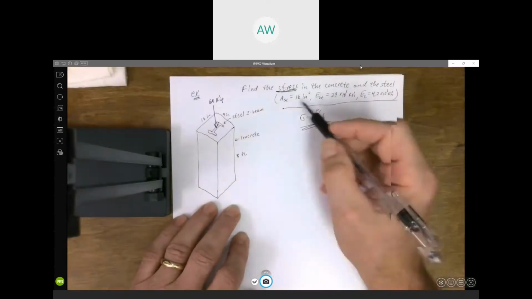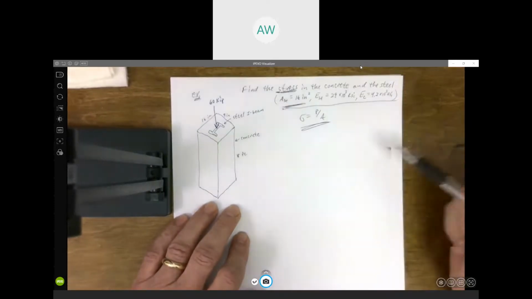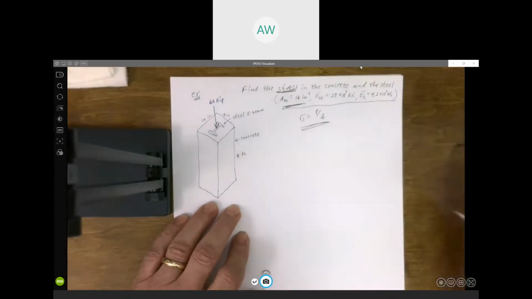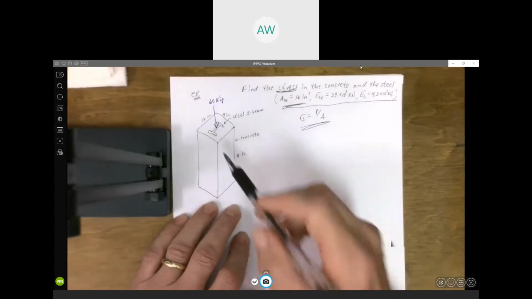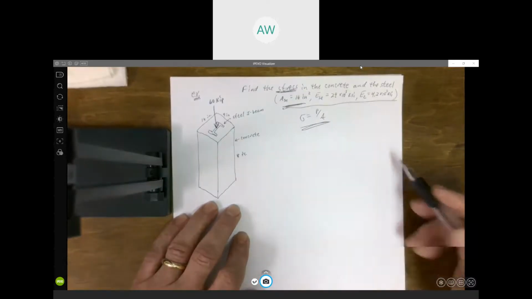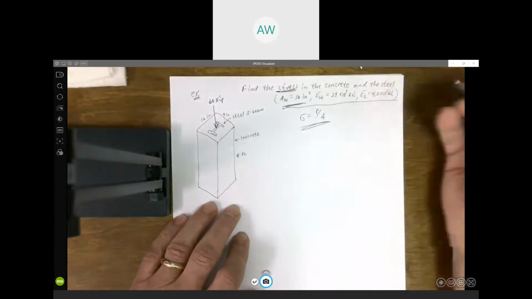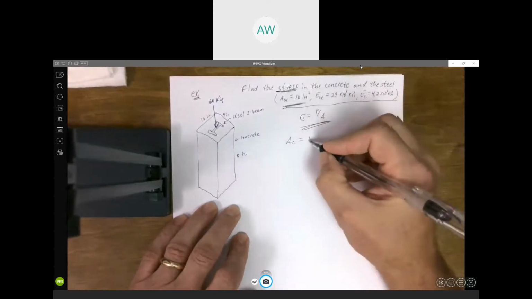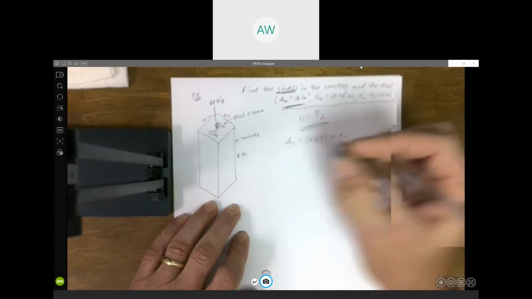Well, the area of the steel is given, right? We know that. So maybe before we calculate the force, let's go ahead and get the area of the concrete. Now, pay attention and note that the area of the concrete is not 16 times 9. That would be the area of the concrete if part of it wasn't taken up by the steel beam, right? To get the area of the concrete, we're going to take the 16 times 9 and subtract the area of the steel I-beam.